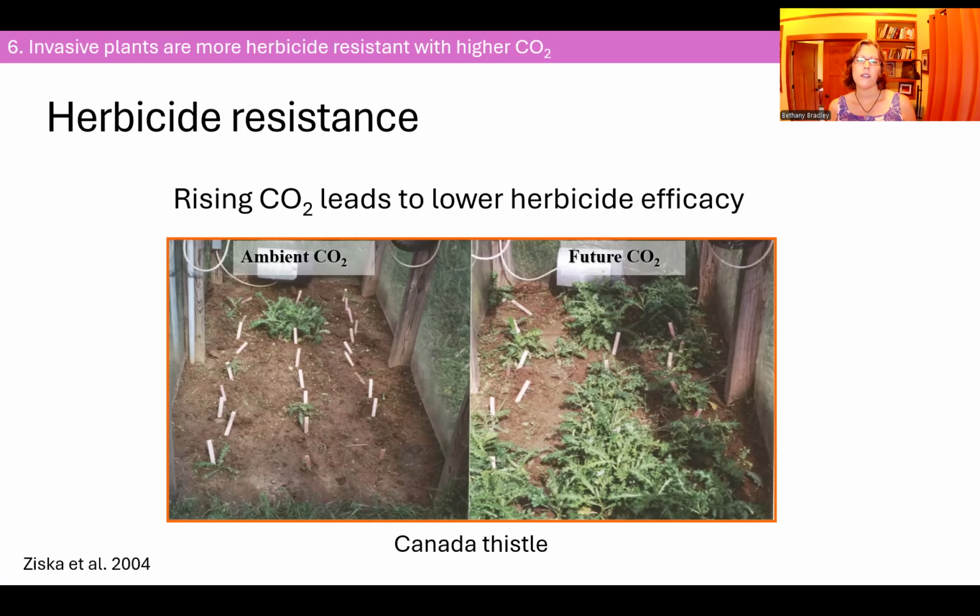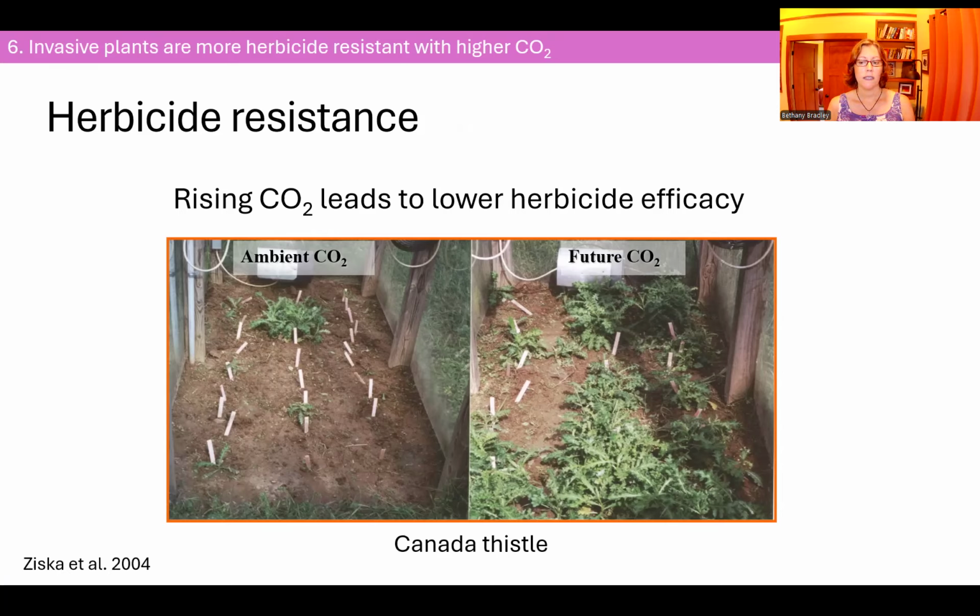The projections that are most aligned with current emissions trajectories put us closer to 550 to 650 parts per million of CO2 by the end of the century. So the image on the right is hopefully a worst case scenario, but it's still illustrative of what's going on. Plants in both of these plots were sprayed with the same recommended amounts of glyphosate a single time, and then they were left alone. You can see that the ones with elevated CO2, the future CO2, the ones on the right, were much more likely to recover from that herbicide treatment.